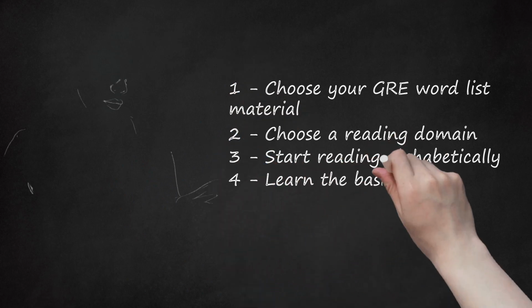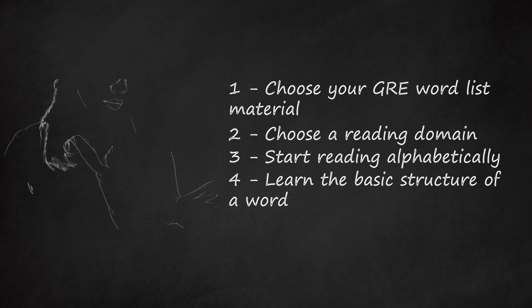4. Learn the basic structure of a word. A word can be made up with a prefix, suffix, one or more roots, or a combination of those. Learn about common prefixes and suffixes. They can help you recognize if the word is a noun, verb, adjective, adverb. Try to recognize the root part of the word. The basic meaning of a word comes from the root.